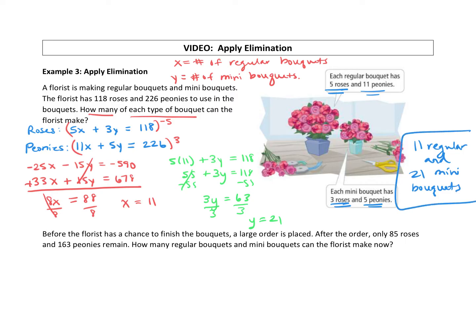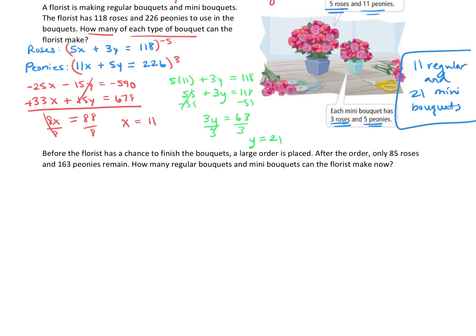All right, well, that wasn't too bad. Looks like we got another one to do though. Before the florist has a chance to finish the bouquets, a large order is placed. After the order, only 85 roses and 163 peonies remain. How many regular bouquets and mini bouquets can the florist make now?